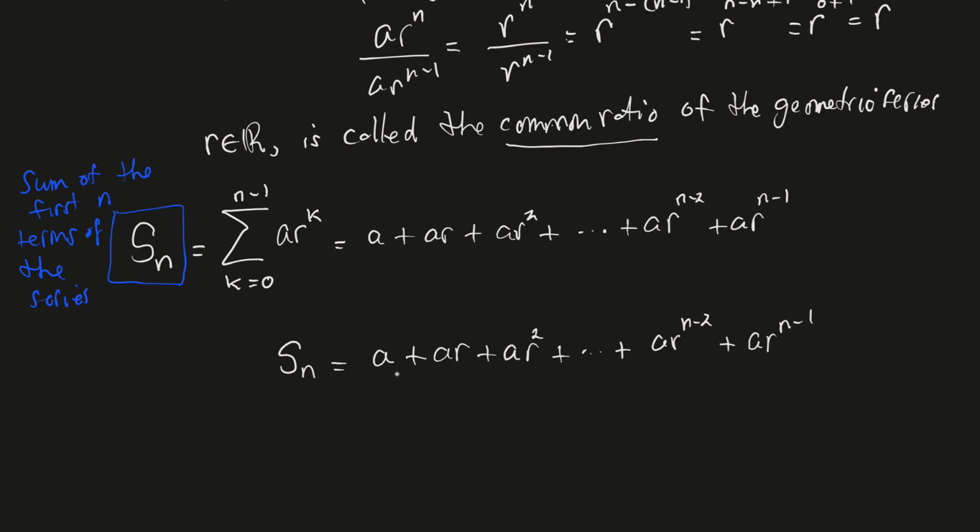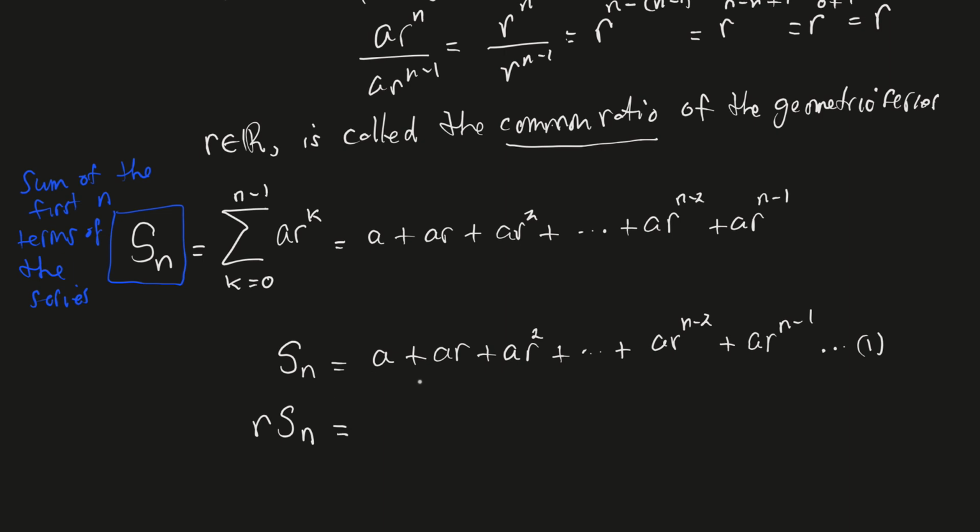Well, there's a really standard trick for geometric series, and this is what we do. We're going to take that common ratio, and we're going to multiply both sides of this equation. I'm going to call this first equation equation 1, and then I'm going to look at r times S sub n.